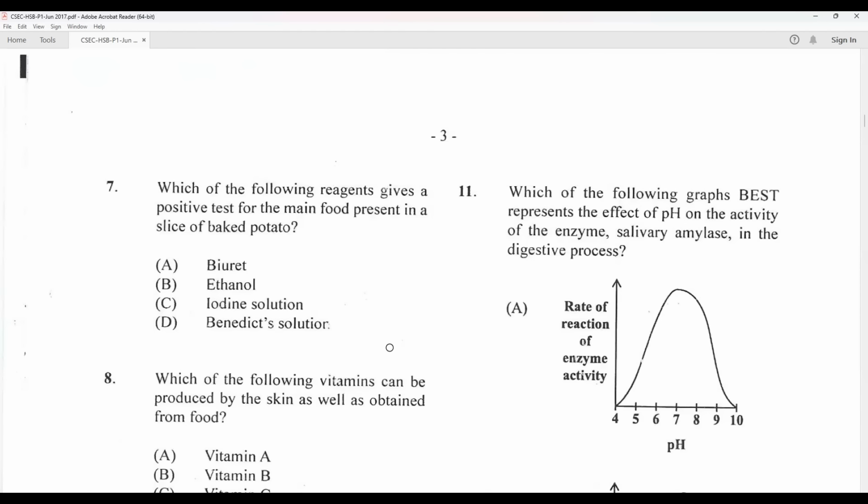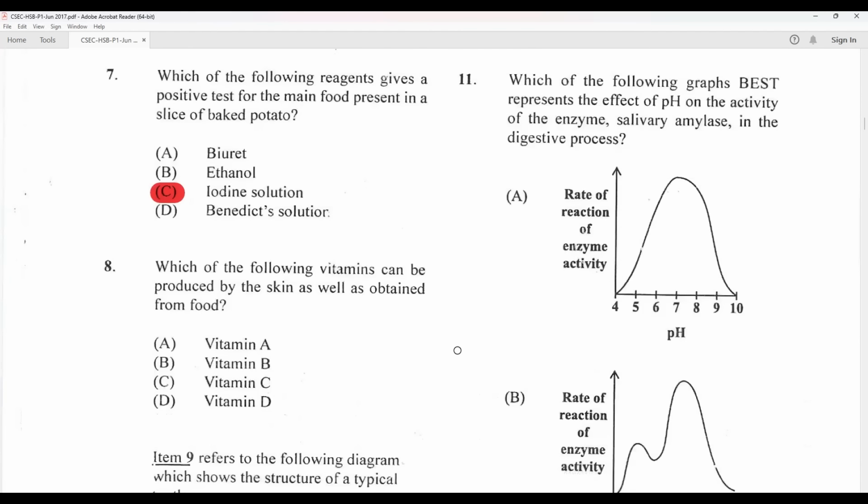Question 7. Which of the following reagents give a positive test for the main food present, a slice of baked potato? And we know a baked potato is one of those starchy foods. It's high in starch. So we are looking for iodine, which is the solution used for starch test. Which of the following vitamins can be produced by the skin as well as obtained from food? And if we're talking about the skin, we mean sun shining on our skin, which is vitamin D, so which also corresponds to D.